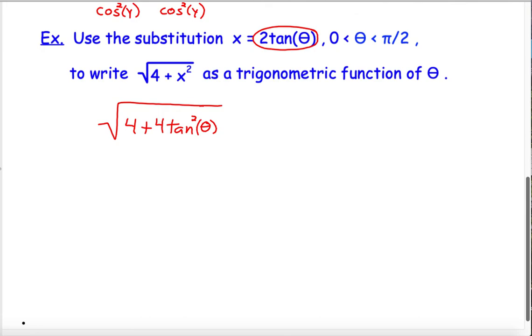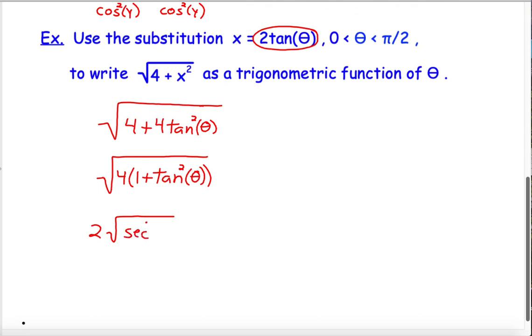Now what do I do? Well, we're adding stuff, so I could factor a 4 out of the 2 terms, and I'll have 1 plus tangent squared, and all of a sudden, ding, ding, ding, that looks familiar. Now the square root of 4 is 2, so I can bring that out of the square root. 1 plus tangent squared, that's one of our Pythagorean identities, that's equal to secant squared.